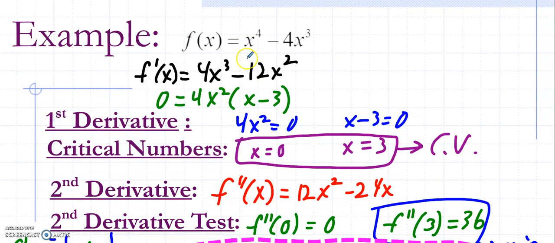Here we have a lot of information. So let's just start from the top. F prime of x is 4x cubed minus 12x squared. Set that equal to 0. Factor out 4x squared. Find our critical values, x equals 0 and x equals 3. Those are my critical numbers.